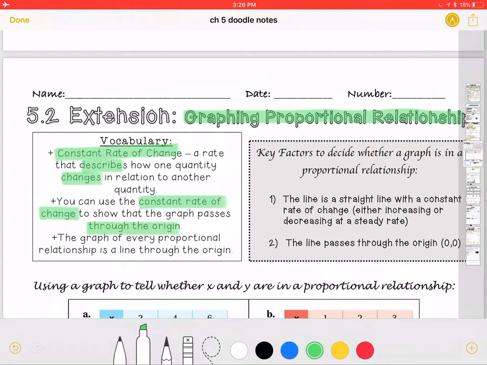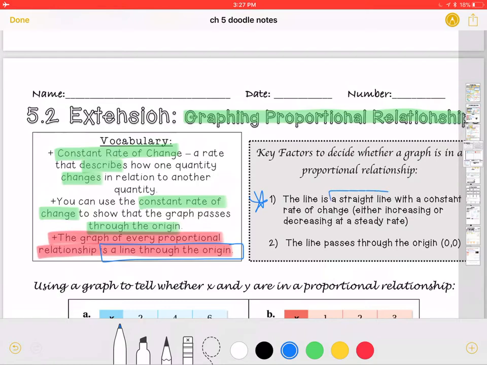And then the graph of every proportional relationship is a line through the origin. This is probably the most important sentence on this lesson. Every proportional relationship is going to be a line that passes through the origin. Very important. So the key factors to decide whether a graph is in a proportional relationship is that first, the line must be a straight line with a constant rate of change, meaning it's either constantly increasing or decreasing at a steady rate. So important, it needs to be a straight line.